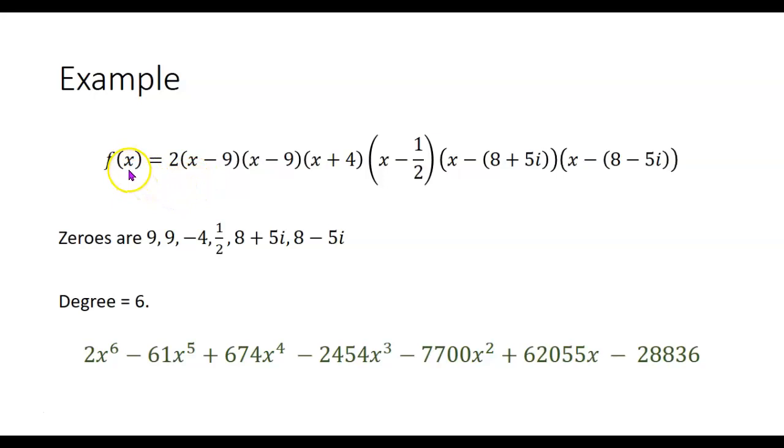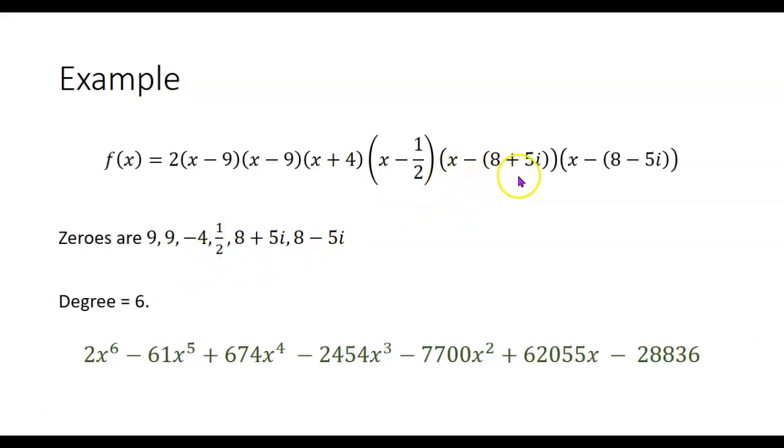Notice that if I plug in 9 for x, then here we're going to get 9 minus 9, which is 0. And then that 0 times whatever else we have is going to come out to be 0. So 9 is a 0 because of x minus 9 being a factor. And x minus 9 shows up twice, so 9 is a 0 of multiplicity 2. You can list it twice on the list of zeros. x plus 4 is a factor, so -4 is a 0. x minus 1/2 is a factor, so 1/2 is a 0.